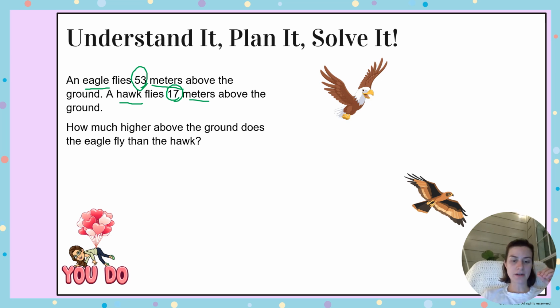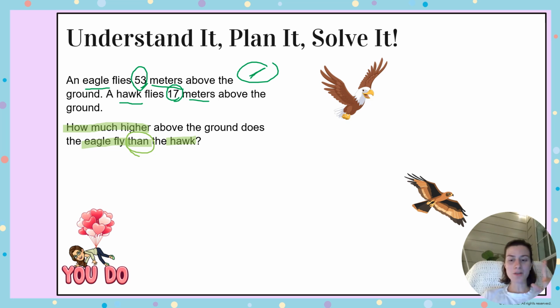How much higher, my question is, how much higher above the ground does the eagle fly than the hawk. I'm also going to circle the word than because this is a great reminder that we are comparing two amounts, two measurements to each other. We're trying to find the difference between the two, which means when we're comparing, what we're really doing is we're subtracting, right?